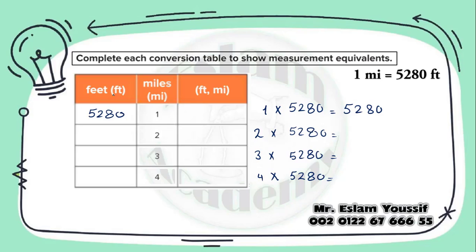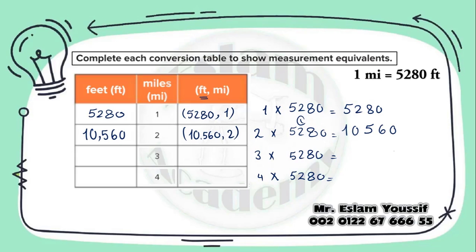For the ordered pair, we start with feet. The number of feet that we have, which is 5,280. And the number of miles will be equal to 1. Now 2 times 5,280. 2 times 0 equals 0. 2 times 8 equals 16. Write 6 and carry 1. 2 times 2 equals 4 plus 1 equals 5. 2 times 5 equals 10. So the answer now will be equal to 10,560. And to write the ordered pair, just write the number of feet first, then write the number of miles.